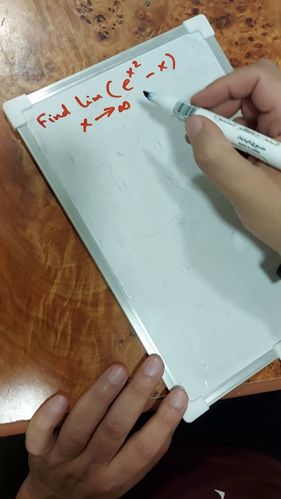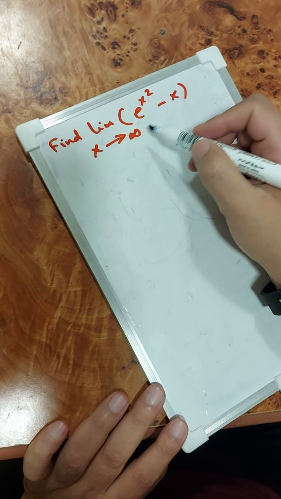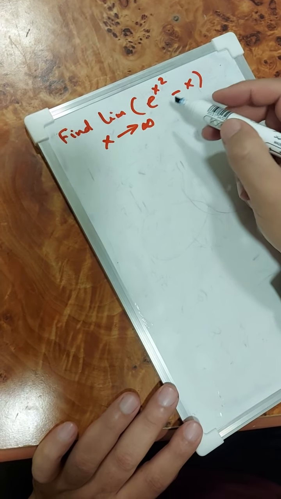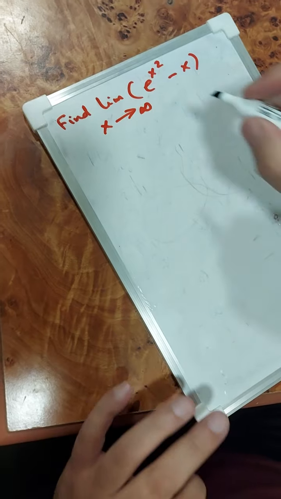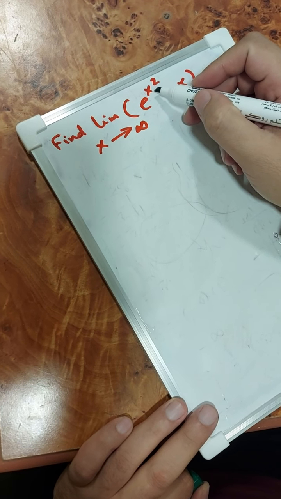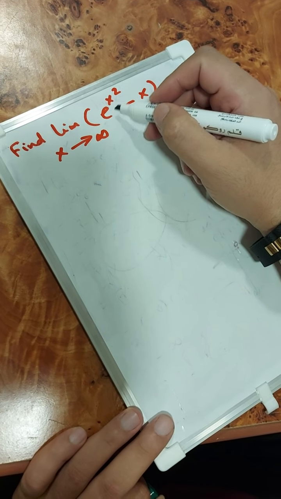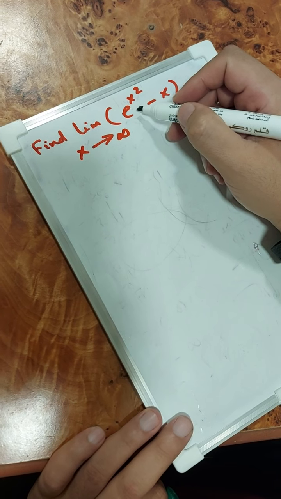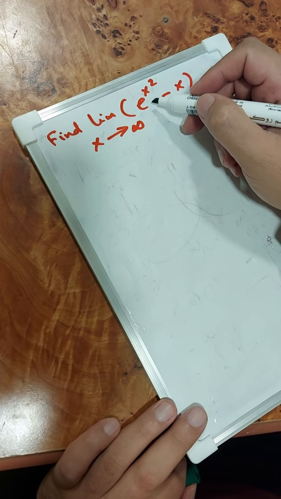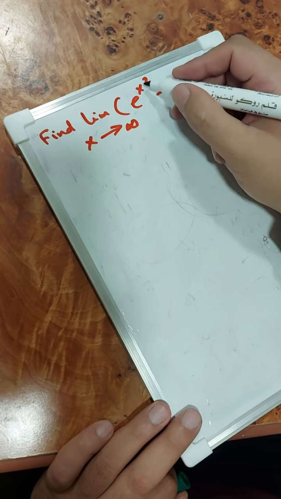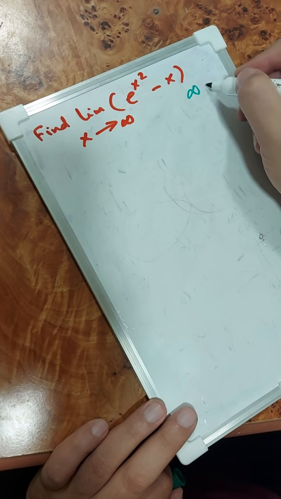We need to find the limit of e power x square minus x as x approaches positive infinity. If we make direct substitution into this limit, we know that as x approaches infinity, x square equals infinity. So e power x square approaches infinity, and e power x approaches infinity as x approaches infinity. So this part goes to infinity, and as x approaches infinity this part also goes to infinity.